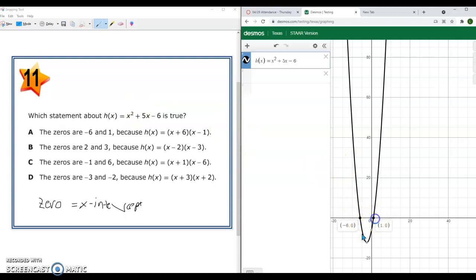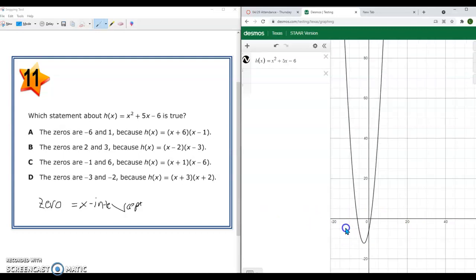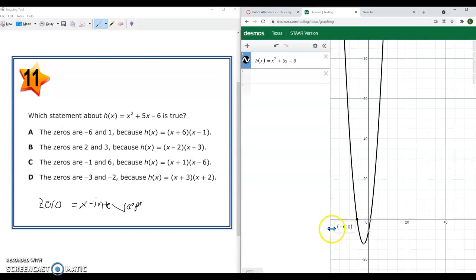So I graphed my equation, and remember, all my answer choices said zeros, right? So my zeros are my x-intercepts. That's where it crosses the x-axis. If I look at my zeros, my x-intercepts, I notice that they are -6, 0 and +1. So look at your answer choices. Only answer choice A says that the zeros are -6 and 1. All the other ones say nothing about the zeros that you have. So that is all.